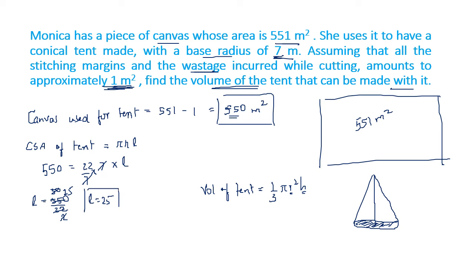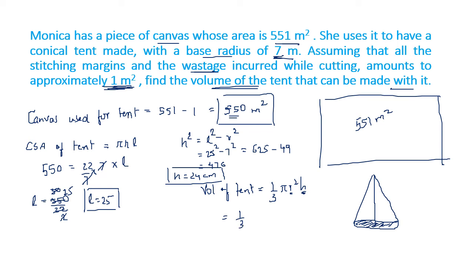We got the L, but we want the H, so that is not how to find it out. So we use the formula H square equal to L square minus R square. So 25 square minus 7 square, 625 minus 49 equal to 576. So H square is 576, so H is under root, so H is 24 meter. Now we have found out the H, so we can go further with the sum. So 1 by 3, pi is 22 by 7, radius is 7 into 7, and height is 24.